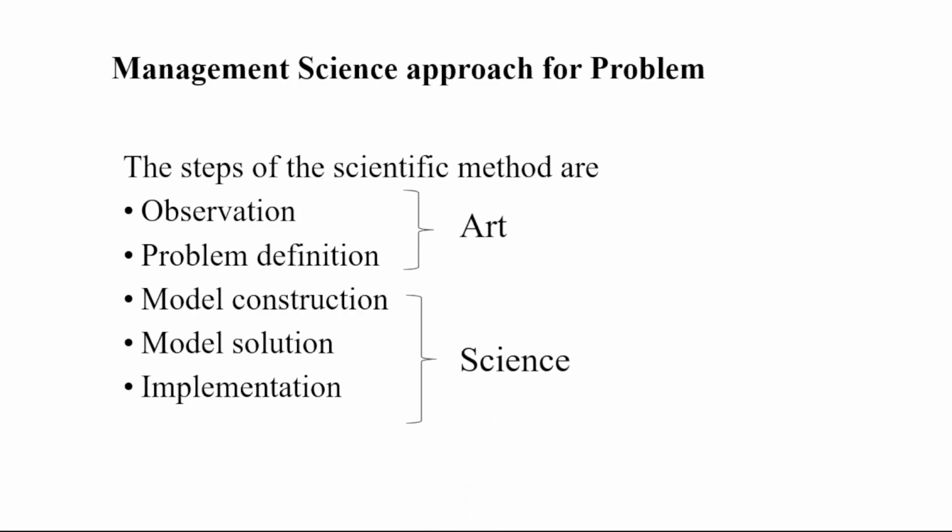If you look at the steps, the first two steps, observation and problem definition, are more art because we are gathering data. We are trying to understand the dynamics of the problem, the nature of the problem, and then we think about how we can convert that problem into mathematics. So these first two steps are art. However, model construction, model solution, and implementation are science.